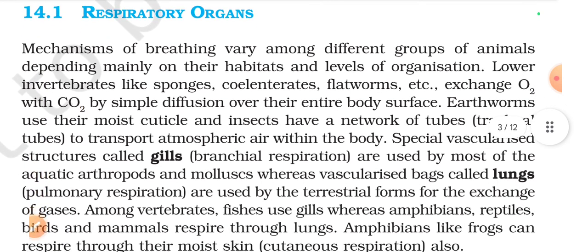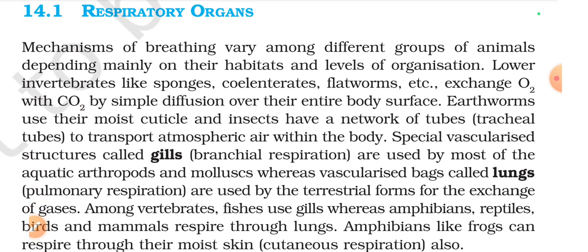Respiratory organs. Mechanism of breathing varies among different groups of animals depending mainly on their habitats and levels of organization. Lower invertebrates like sponges, coelenterates, flatworms, etc. exchange oxygen with CO2 by simple diffusion over their entire body surface. Earthworms use their moist cuticle. Insects have a network of tubes, tracheal tubes, to transport atmospheric air within the body.